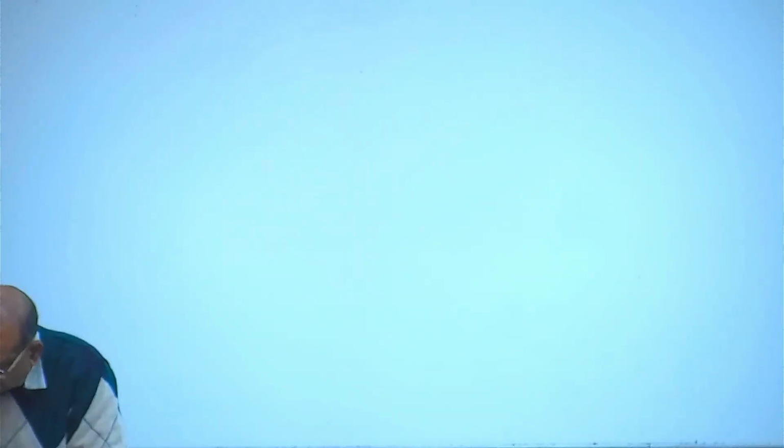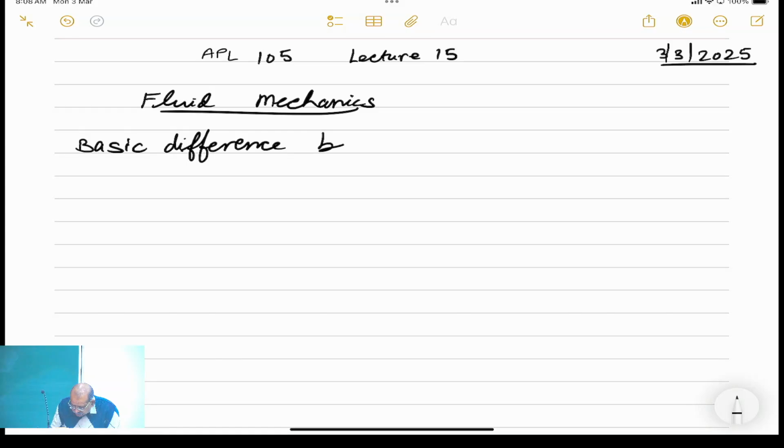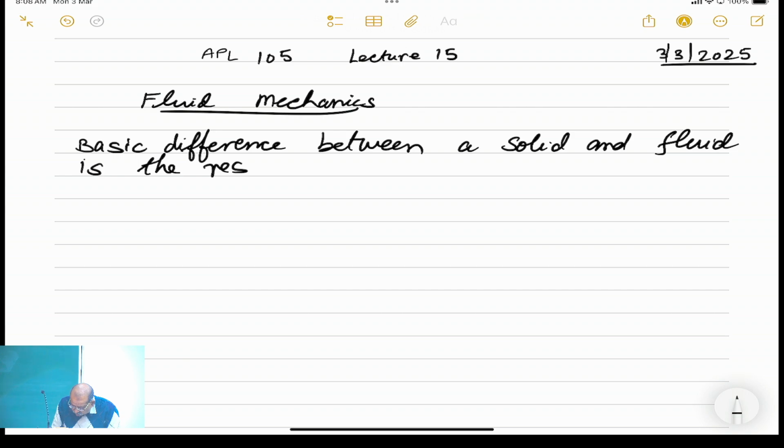So, the basic difference, and this is reiteration, between a solid and the fluid is the response to a shear force.